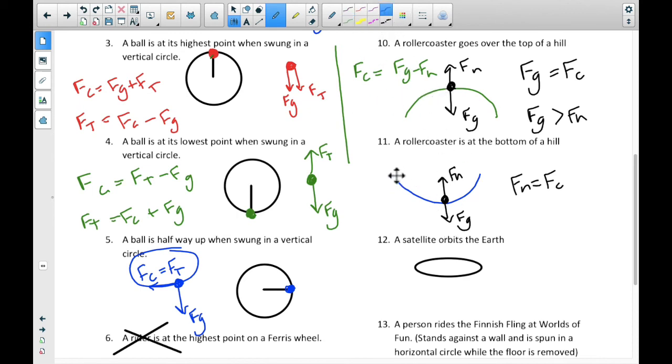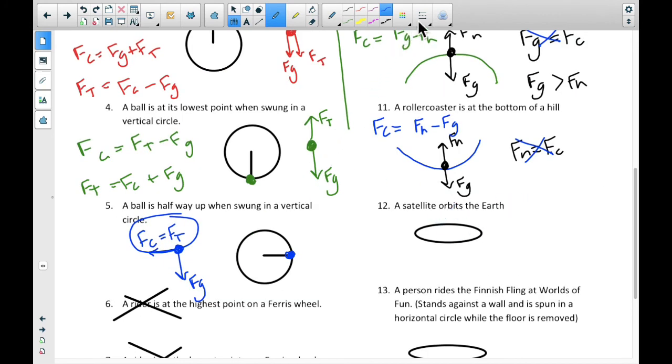And similarly for number 11, we might say that the centripetal force is actually the normal force minus the gravitational force. That might be better than these two equations.